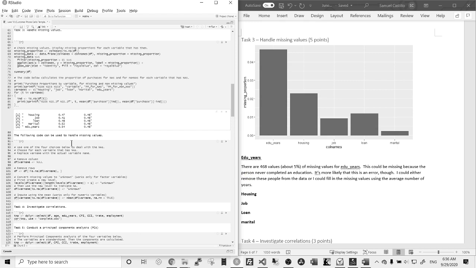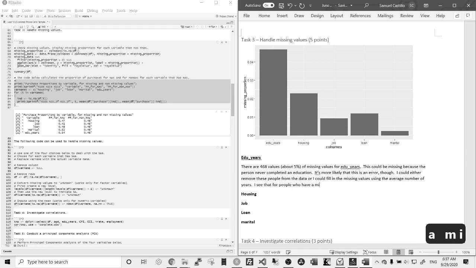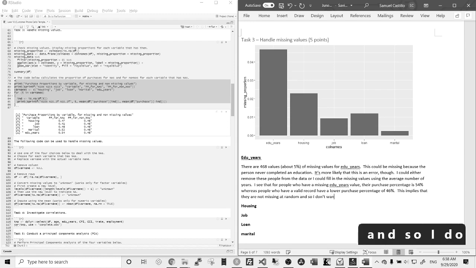So I see that there's a difference here. People who have a missing EDU years value have a purchase percentage of 54%, whereas people who have a valid record have a lower purchase percentage of 46%. So this implies that they are not missing at random, and so I don't want to remove them.